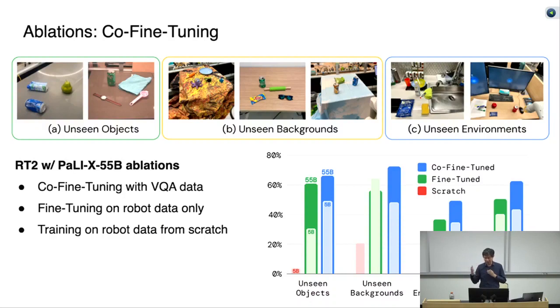The result is that the co-fine-tuning is necessary to achieve the best result. It's not surprising because of the catastrophic forgetting problem, right? If you just fine-tune with the robot data, it's going to forget all the web data it was trained on.